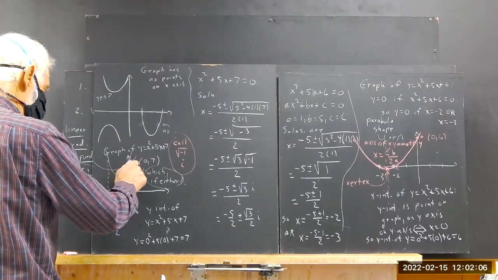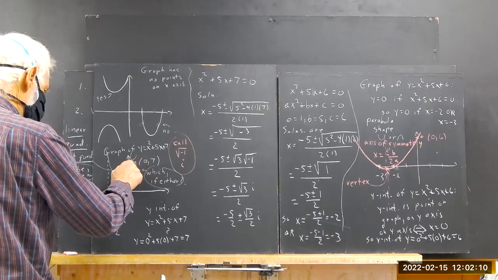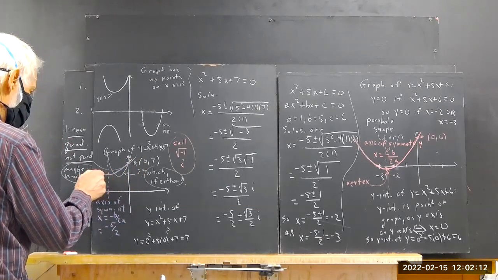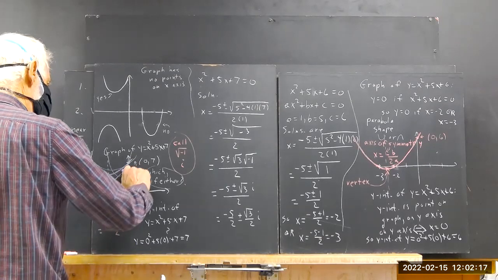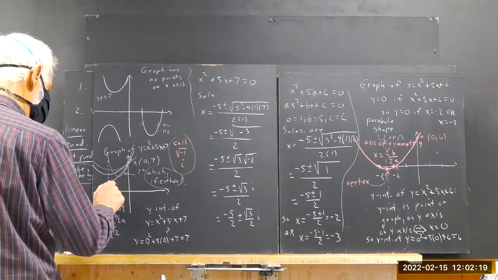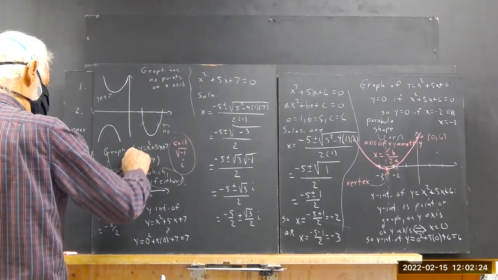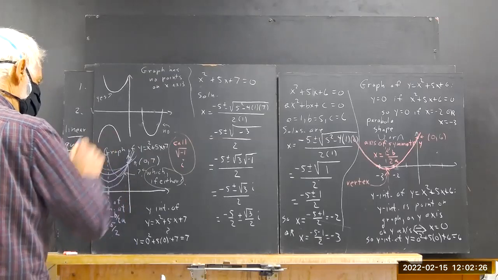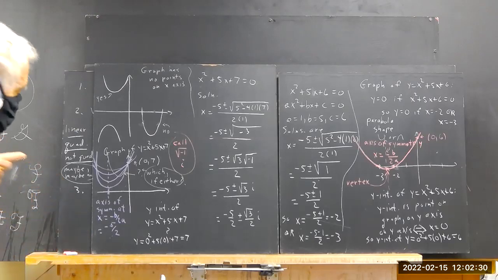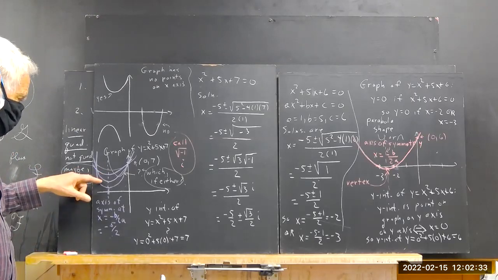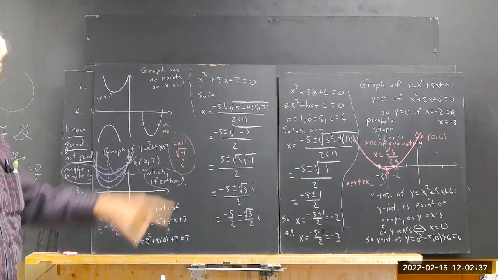But we do know that the graph might be like so, or like so, or even like so. These are all possibilities. To determine which one, you have to plug negative 5 halves into the equation.